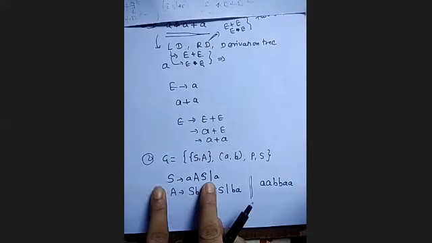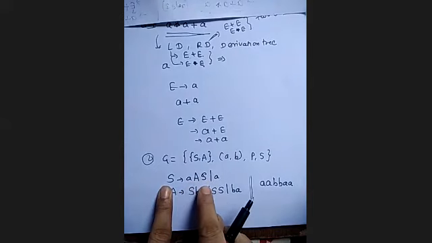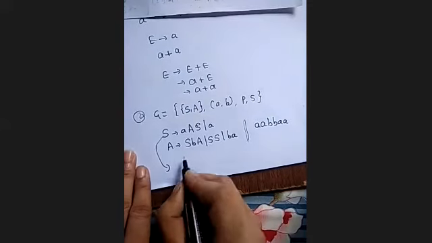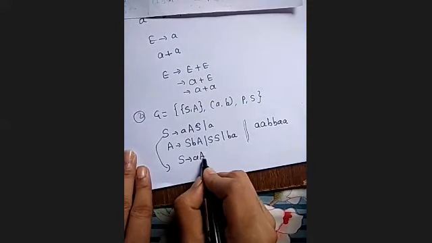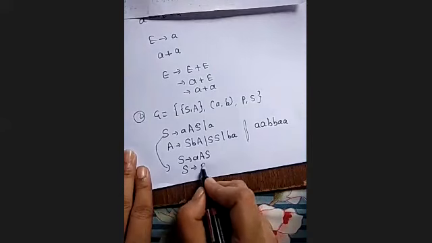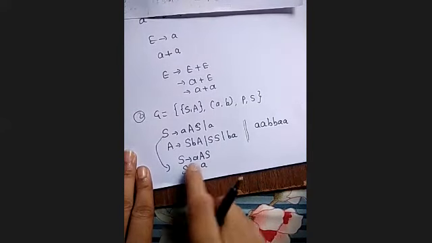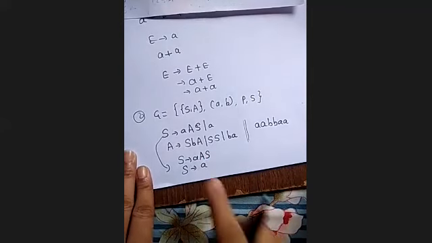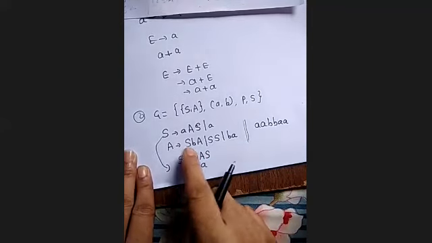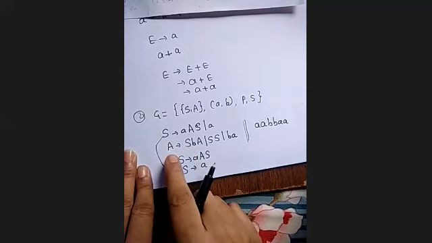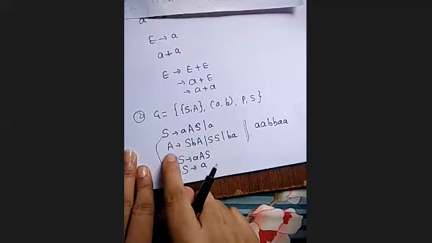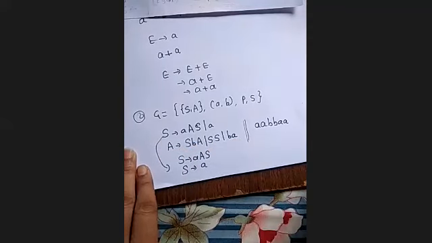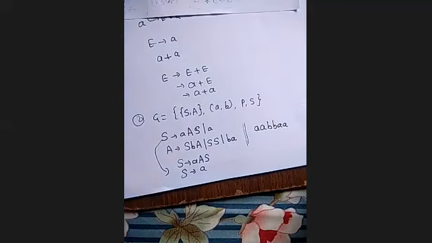There are 2 rules: S gives AAS, or S gives A. So this is the same as, instead of writing the left hand side twice, this is the meaning of or. S gives AAS, and one more rule is there, S gives A. Similarly, here there are 3 rules starting with A. One rule is A gives SBA, another rule is A gives SS, and the third rule starting from A is A gives BA. Okay, Ketan, okay? So I think we'll stop.